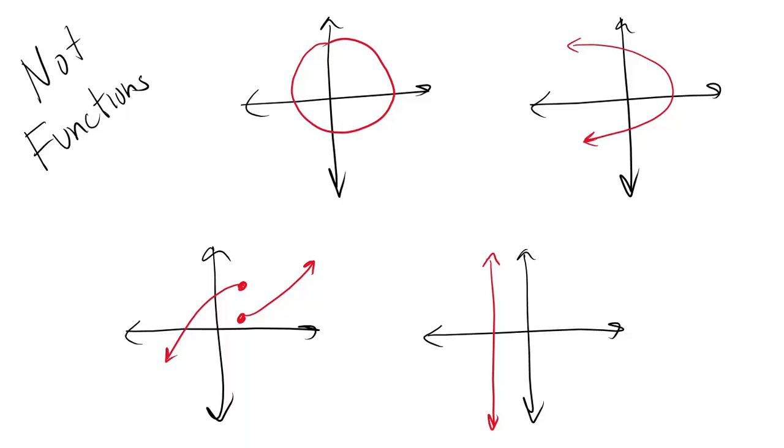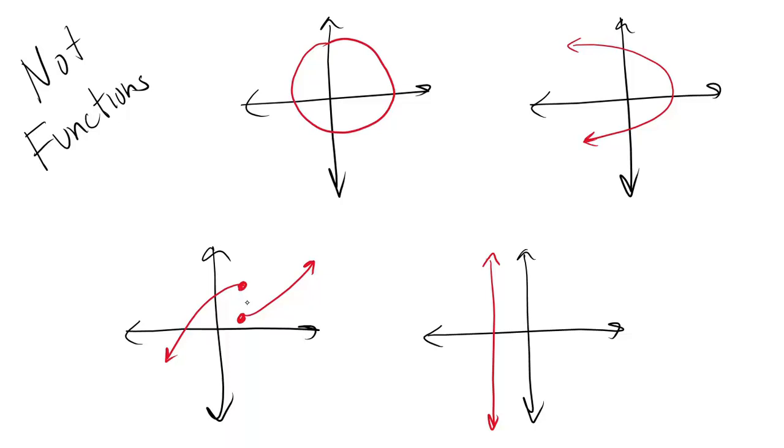If a vertical line touches the graph at more than one spot, then the x value on that vertical line has been paired with more than one y value. That can't happen in a function. None of these examples are functions. This parabola that's opening to the left fails the vertical line test.